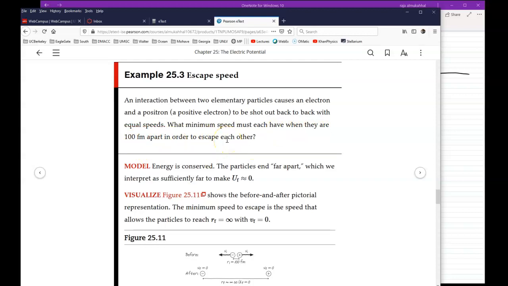Okay? That sounds like a tough problem, doesn't it? A femto is 10 to the negative 15. That's not a big deal, just a small number. It's a small unit that we use in nuclear physics and particle physics. So he said, what minimum speed must each have when they are 100 femtometer apart in order to escape each other? Now, what does it mean when we say escaping each other? Well, it has to do with escape velocity.